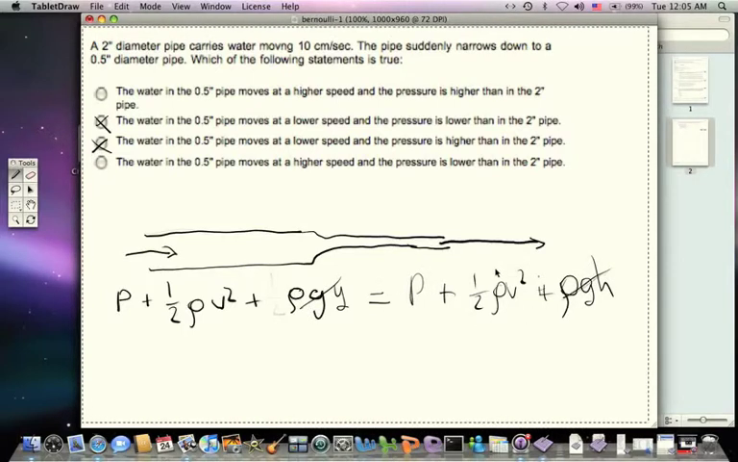But the point is in the small pipe, the kinetic energy has to increase, and so in order to make these terms equal to each other, the only thing that can really change is that the pressure has to go down. In other words, the speed is at a higher speed, and the pressure is lower, and so that's what it has to be.